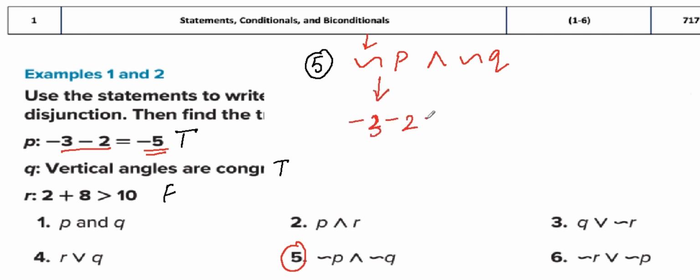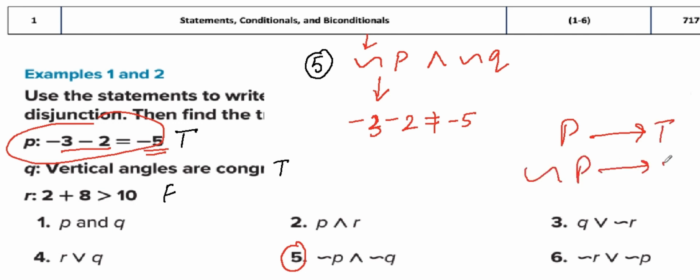-3 -2 is not equal to 5. Here it is equal to 5. If P is giving the true result, then negation of P will give you the false result. So this is a sign of negation. Negation means opposite sentence. So this is false because -3 -2 is not equal to 5, so this is a false statement.